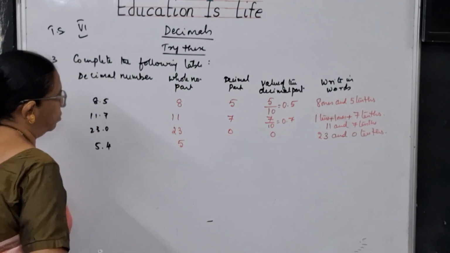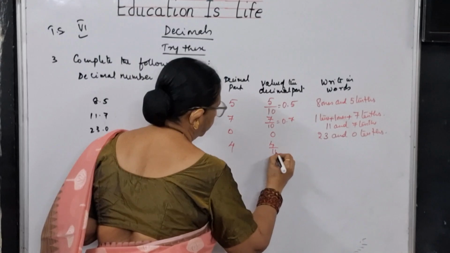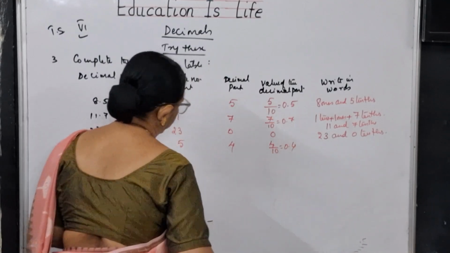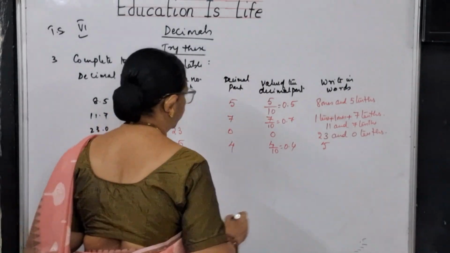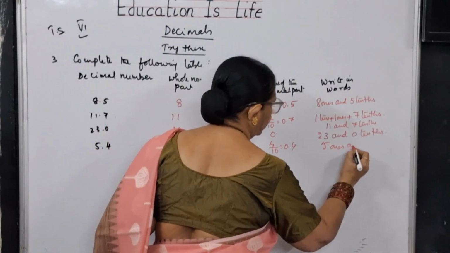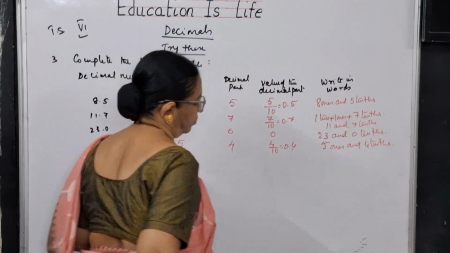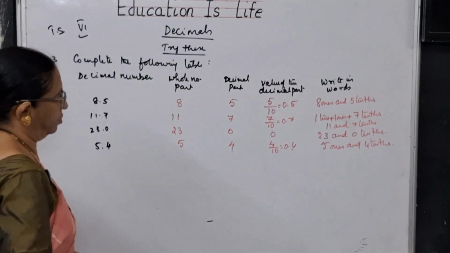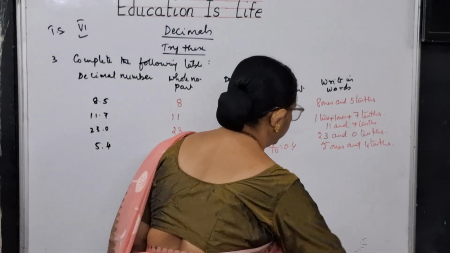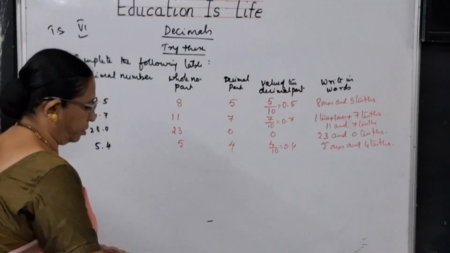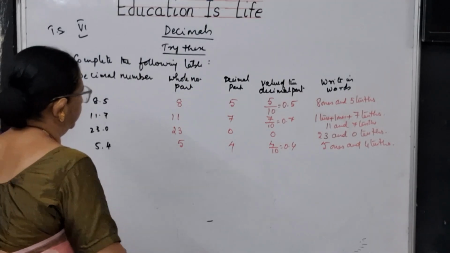Okay, next 5.4. Integral part is 5, decimal part is 4. This you will be writing as 4 by 10 means 0.4. So you will be writing 5 ones and 4 tenths. Okay, children. This is about the answers for this table. Please copy it.